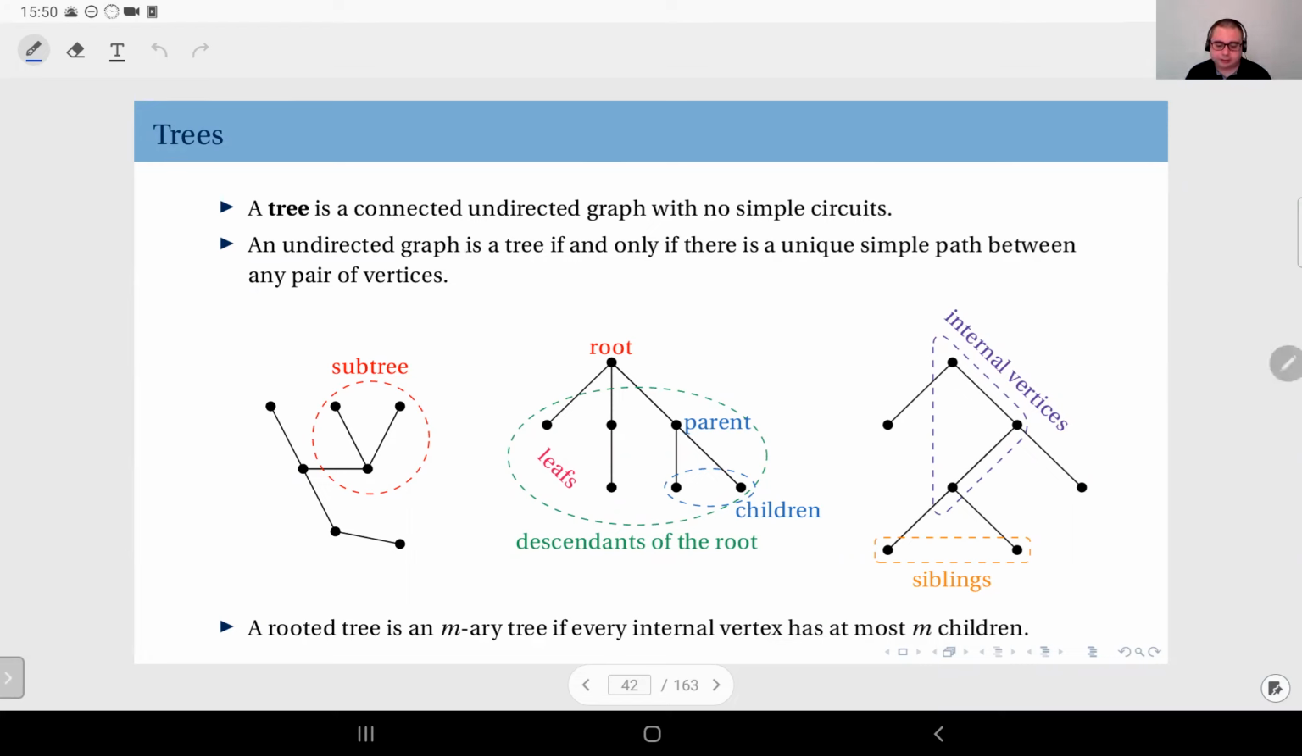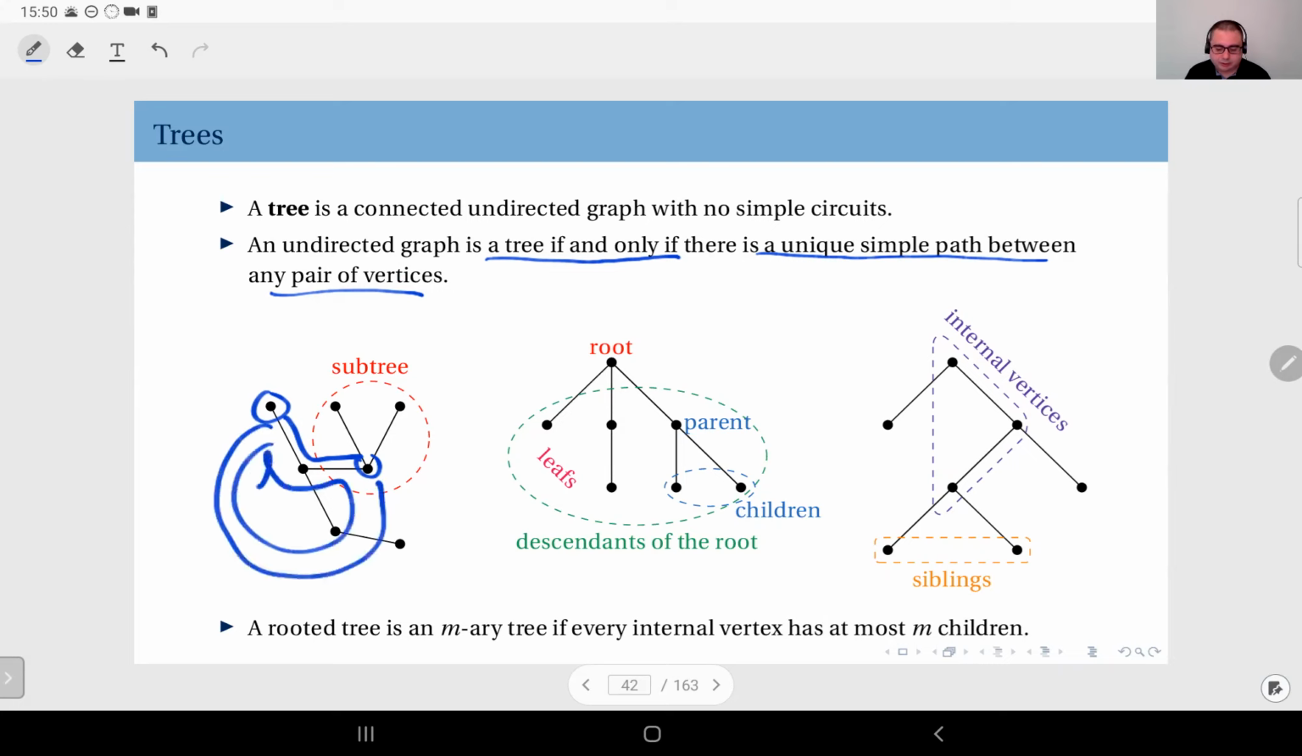So an undirected graph is a tree if and only if there is a unique simple path between any pair of vertices. So such a tree, for instance, when you look at it, from this vertex to this, the path is this. There is no alternative path, because if you have an alternative path, you have a cycle, and that's not allowed in a tree.